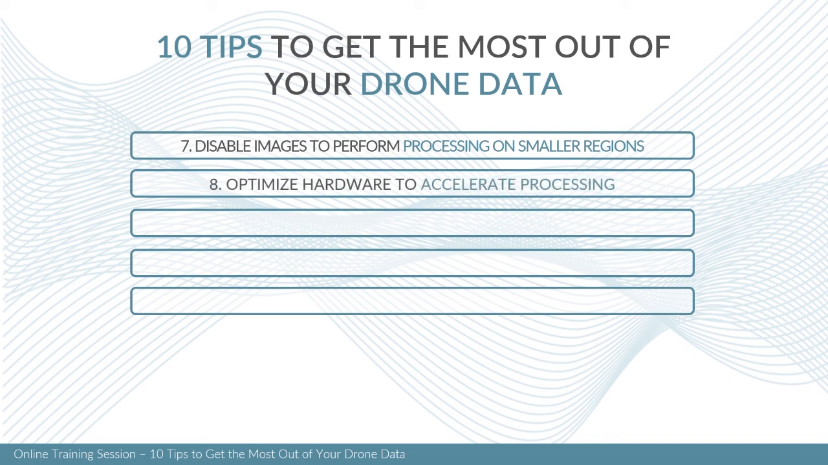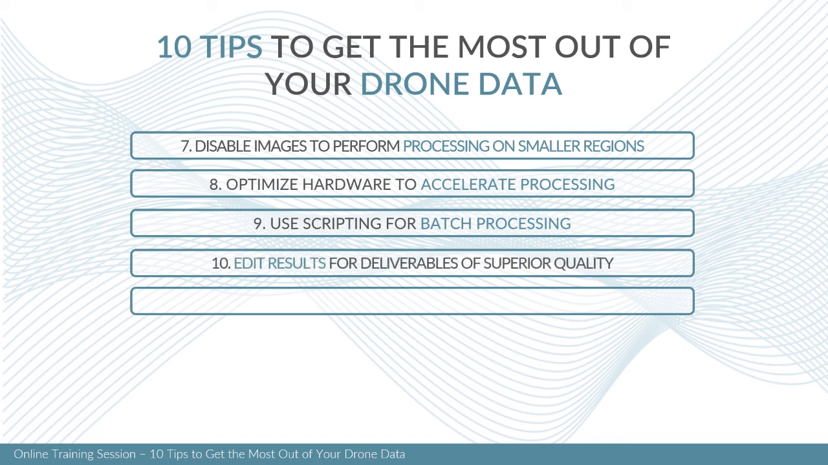Tip number 8, optimize the hardware to accelerate processing. As I showed you, the most critical components are the graphics card and the drive. Having an SSD drive will be very helpful for processing speed. Tip number 9, use scripting for batch processing. Tip number 10, edit the results for deliverables of superior quality.